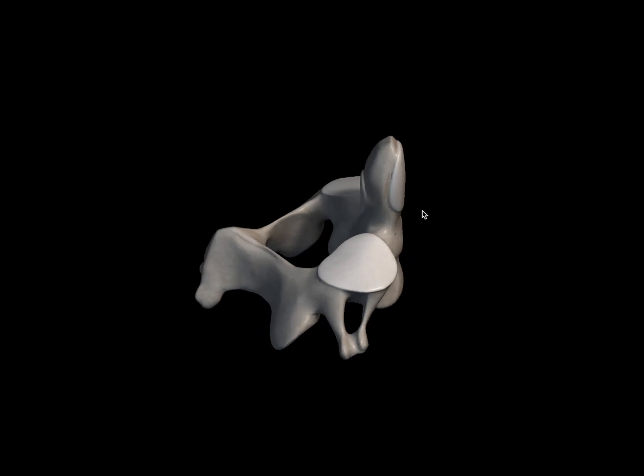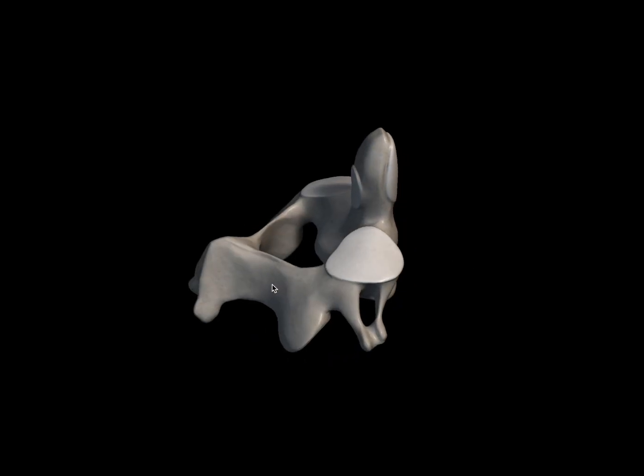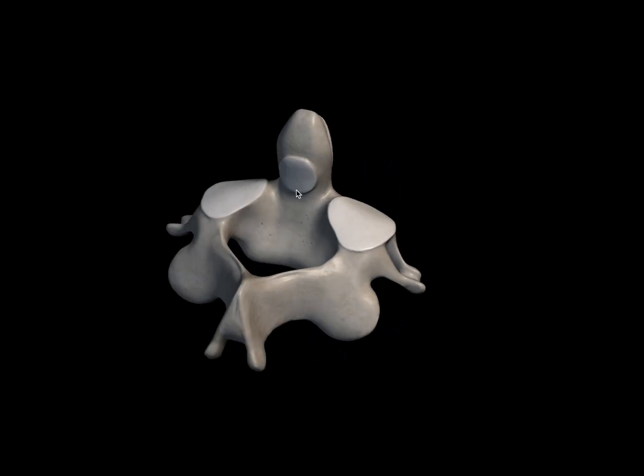This dens has two facets, one on its anterior surface that fuses with the facet on the posterior surface of the anterior arch of the C1 cervical vertebra, and another facet on its posterior surface which fuses with the transverse ligament.